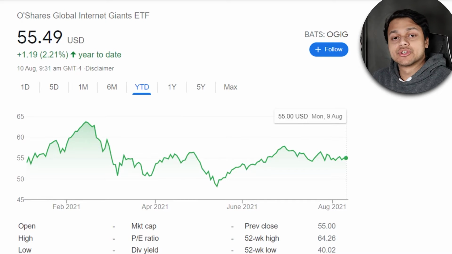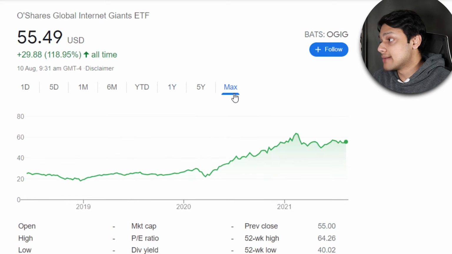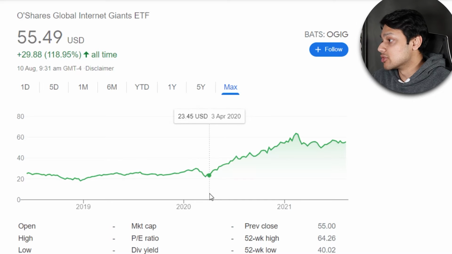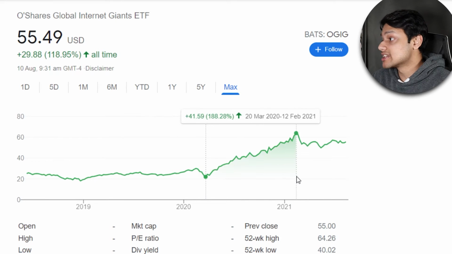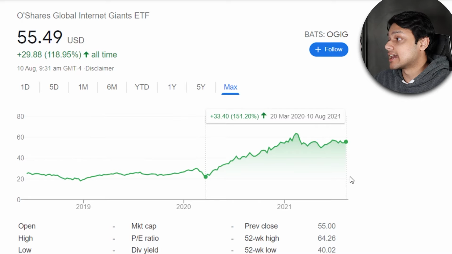So looking at the year-to-date return, it is just around 2%. The one-year return is quite good at 35%. And having a look at the absolute maximum return for the ETF, it is 119%. So as you can see, it has had pretty good growth. And having a look at the recovery period from March 2020 to the highest point, it's gone up by nearly 200%, which means that it's basically 3x'd in that period. And if we extend that period until now, the return sits at 150%, so it's not bad by any means.